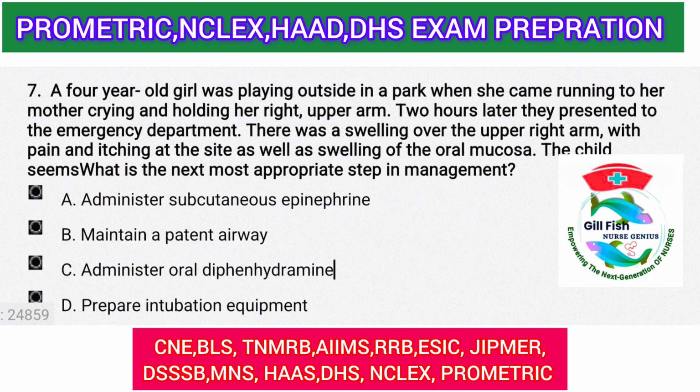What is the question here? The child came with complaints of right upper arm pain along with swelling of the oral mucosa. That means there is going to be some allergic reaction also. So what is the main nursing action you have to do? That is, maintain the patent airway. So that will be the correct answer for this question. Okay, move on to the next question.